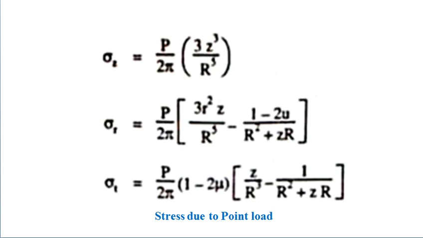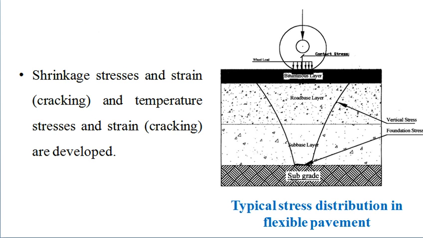The stresses caused due to the application of the wheel load can be calculated using the following equations. Next, if you see the shrinkage stress and strain and temperature stresses and strain cracking, they are being developed just because of the application of the wheel loadings onto the layers. Now in the top portion, there is a maximum introduction of the vertical stresses, and they go on diminishing as the depth of the pavement goes on increasing.